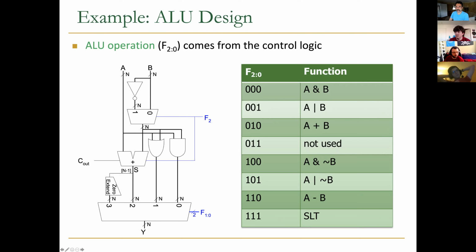F2, this upper bit, is either 0 or 1. So you get A AND B for 0, or A AND not B for when F2 is 1, right? So now you should be able to interpret this.